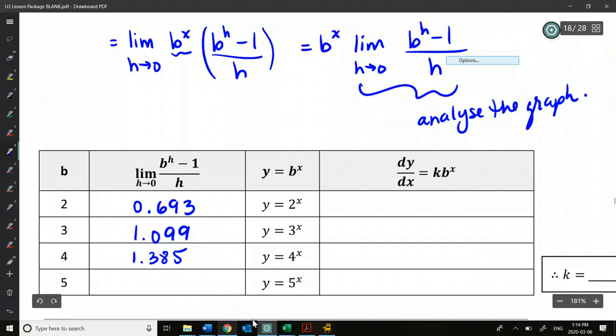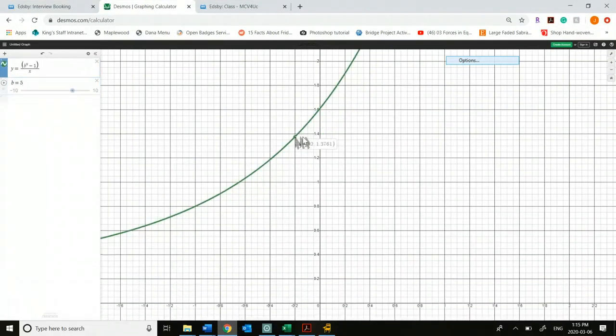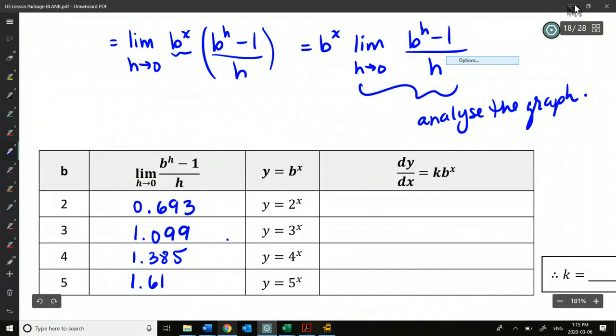Okay, and then we'll switch our slider to 5. And we're going to see what we approach as we get closer to 0. So it looks like we're getting close to about 1.613. Let's see if we can get maybe a little closer here. Here we go, we're really close now. 1.611, we'll say. About that.